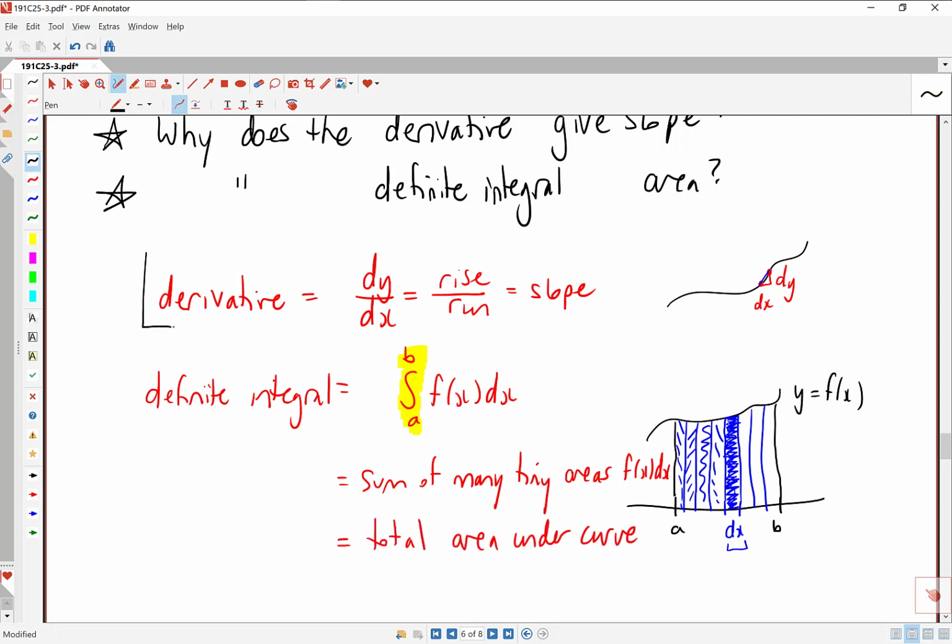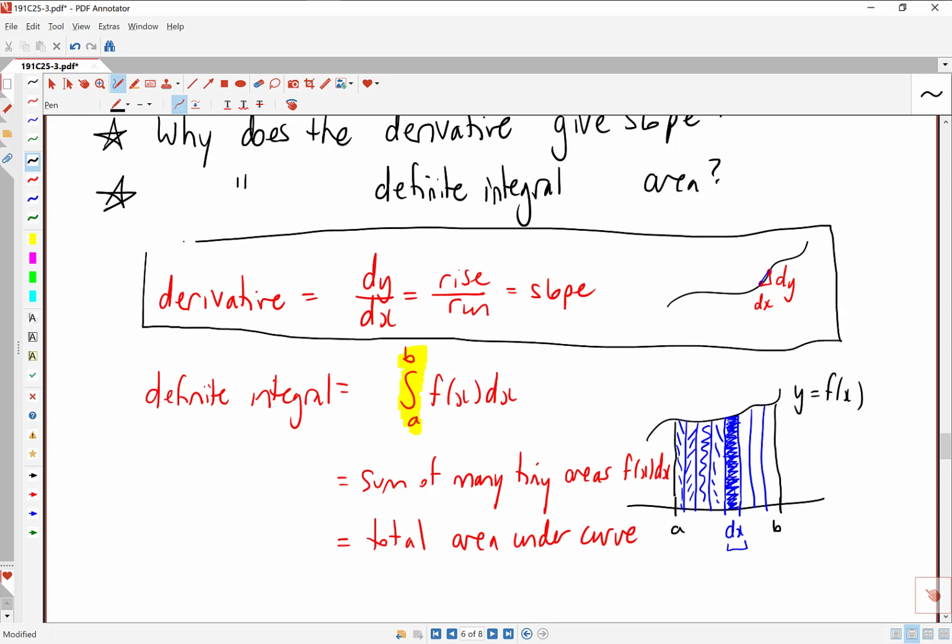All right, so now we've had a reminder of why the derivative gives slope. Well, it's because it calculates dy over dx. And we've talked about why the definite integral gives area. Well, that's because the integral is essentially a sum of things that look like f of x times dx, which are little rectangles, areas of rectangles that are being summed up.